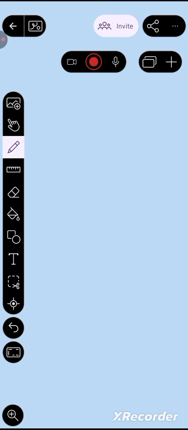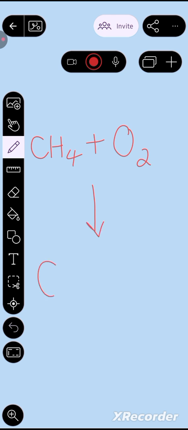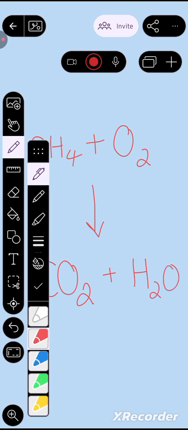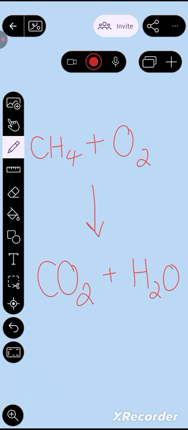balancing equations. So here, if we use this as an example, CH4, which is methane, add O2, which is oxygen. This then makes CO2, which is carbon dioxide, and H2O, which is water. When you've got these chemicals in an equation, it's not balanced.